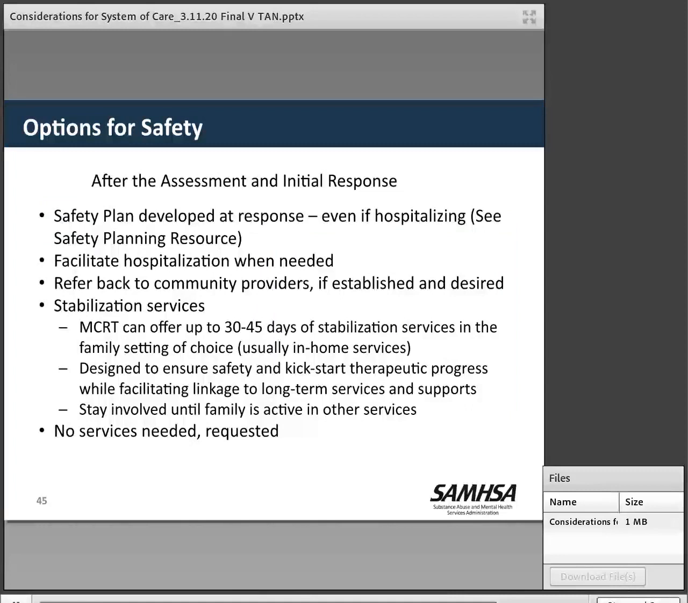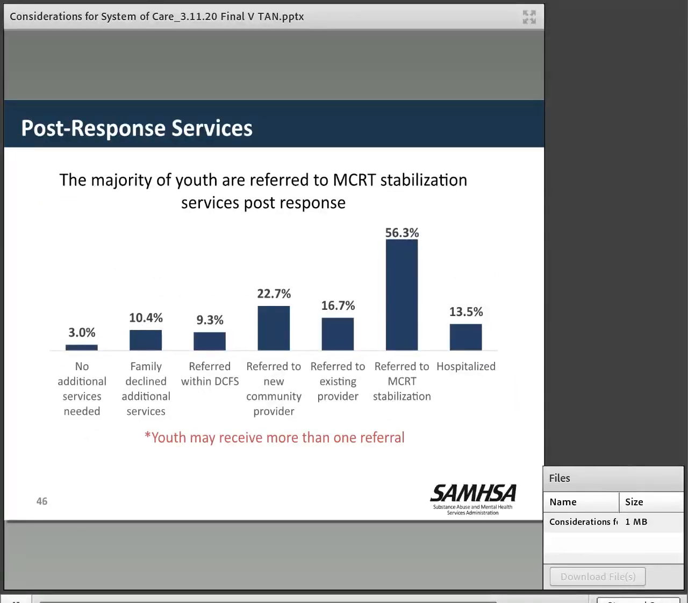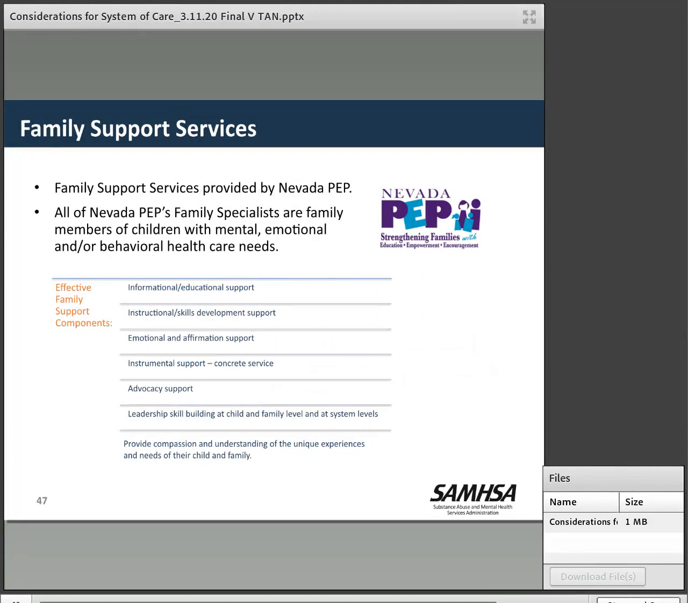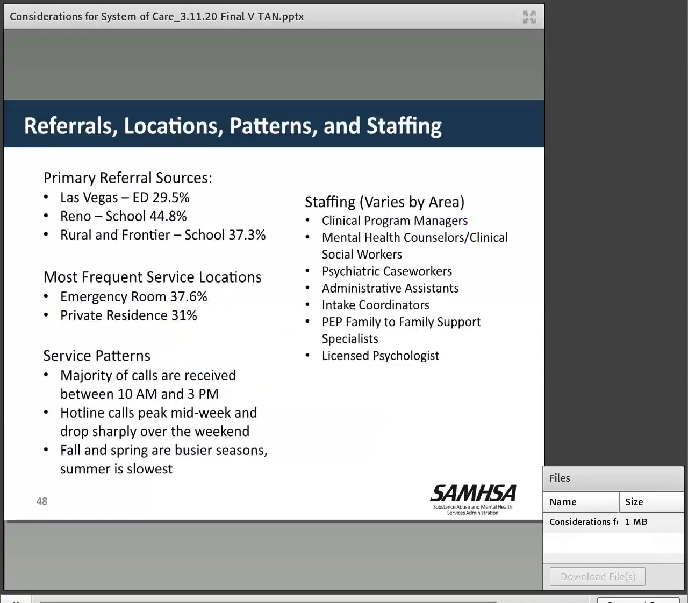So, multiple options for safety that we talked about. The majority are still referred to ongoing stabilization services while we get them hooked up with long-term services. We're very connected with our family support partners. So Nevada PEP is our family support partner, where most of our families will then go to receive that peer support.